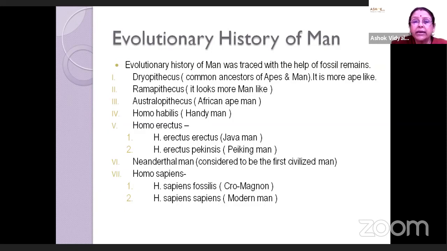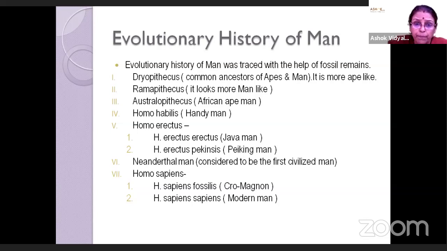One was Homo erectus found in Java, so Java man was their name, and Homo erectus pekinensis, the fossil was found in Peking of China, and therefore it is known as Peking man. And then Neanderthal man is considered to be the first civilized man. Why were they considered the first civilized man? Actually, they buried the dead ones.